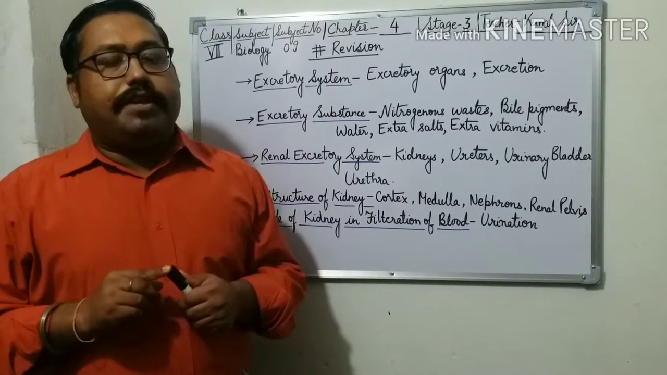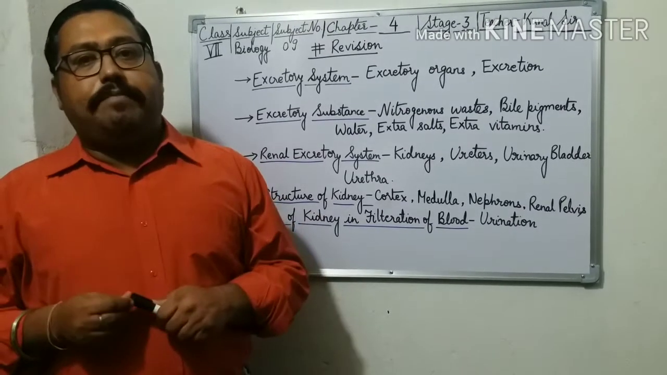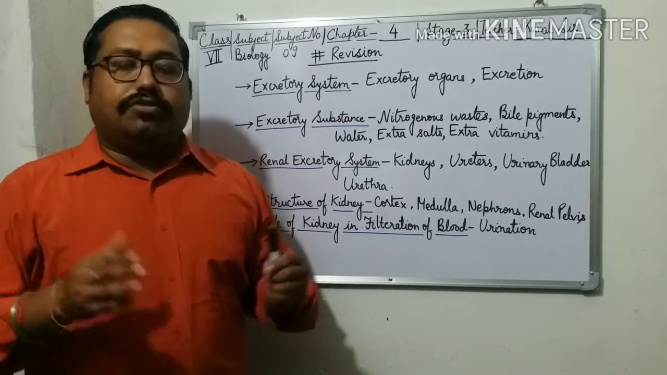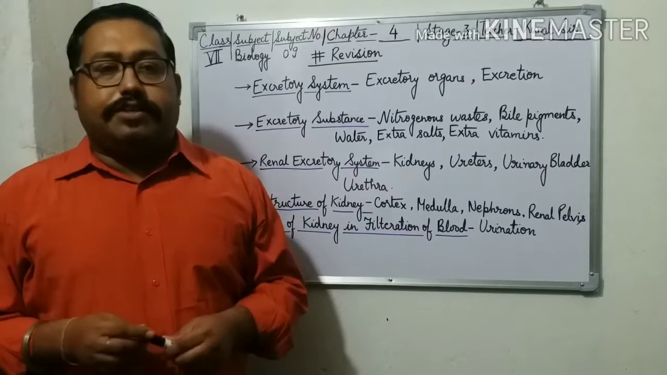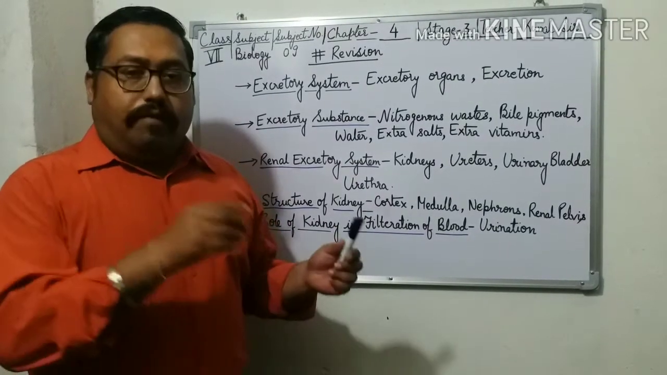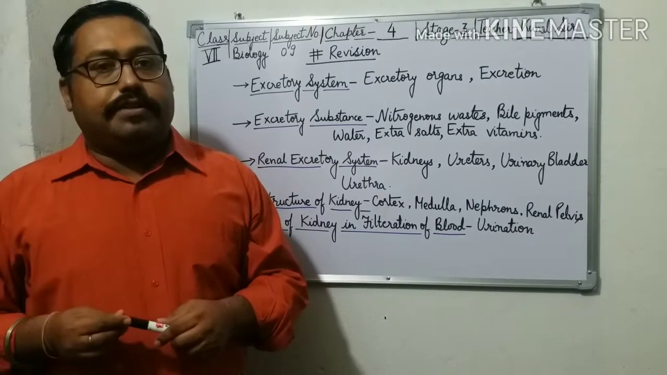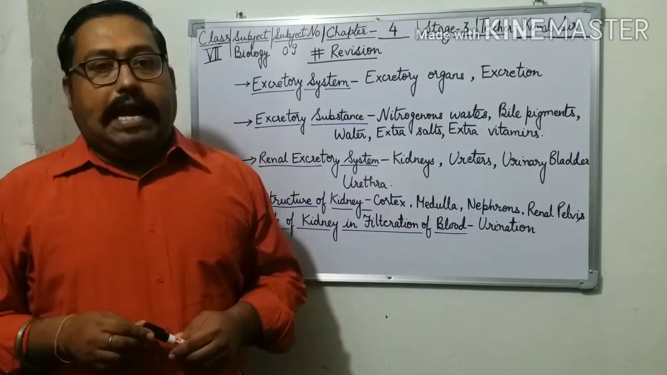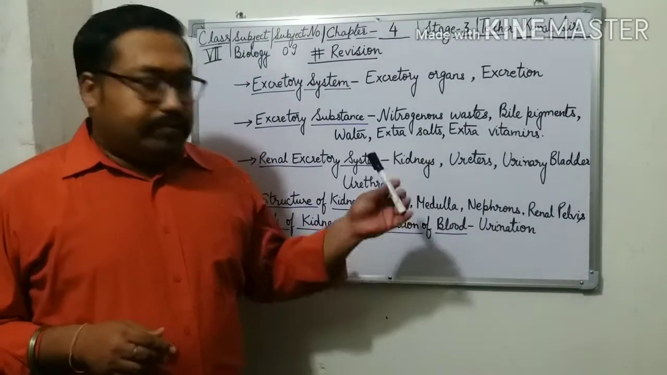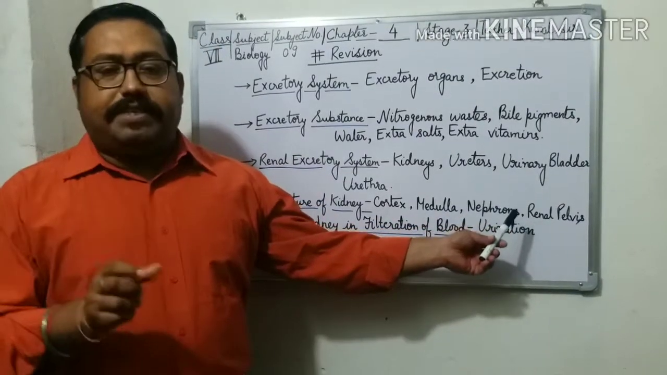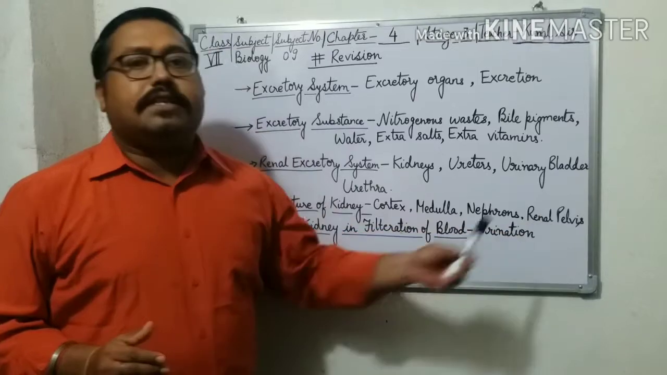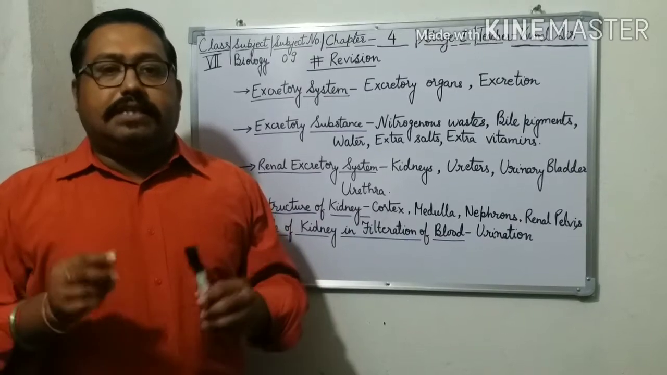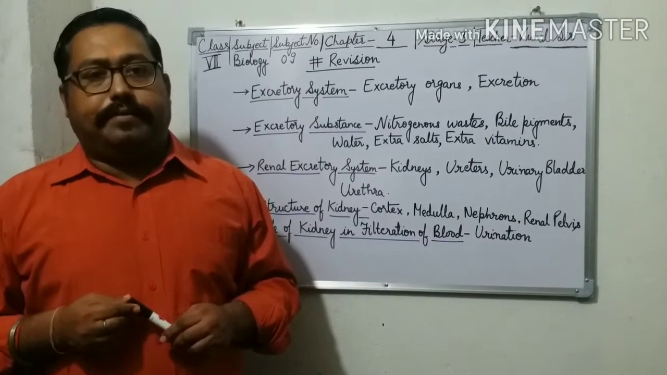Why am I saying structural unit? Because these 1 to 1.5 million microscopic units together create the internal structure of kidney. So this is the structural unit. And why am I saying functional unit? Because nephrons filter the blood and produce urine. So that is why nephrons are also a functional unit of kidney. And medulla of each kidney opens into the funnel shaped structure called renal pelvis, and ultimately renal pelvis opens into the ureters. This is the internal structure of a kidney.